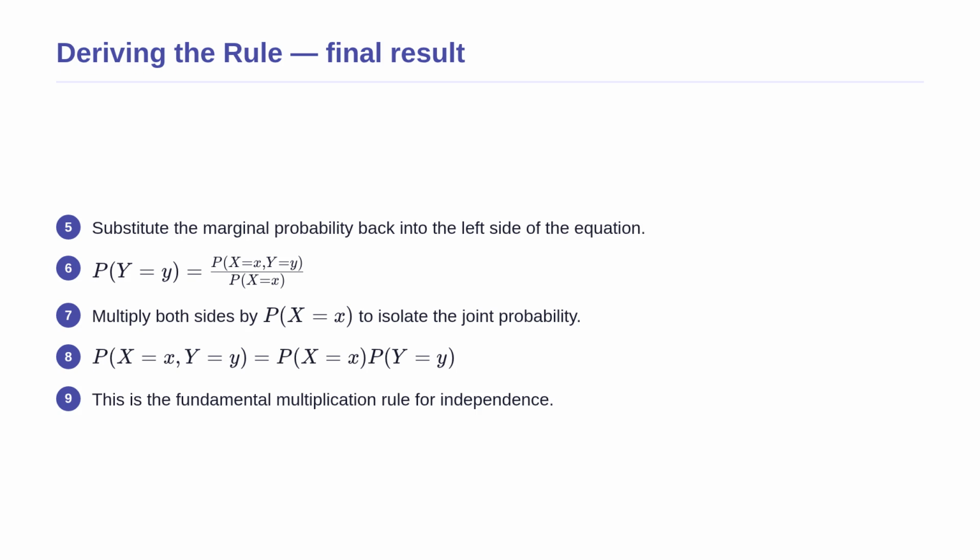We can substitute this marginal probability into the left side of our standard equation. By doing this, we are mathematically stating that the condition of x did not matter at all. To get the final, most famous formula for independence, we simply multiply both sides of this equation by the marginal probability of x. This perfectly isolates the joint probability, giving us our multiplication rule.